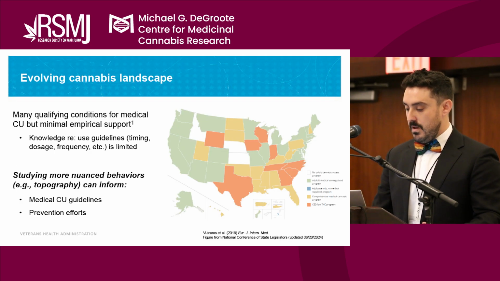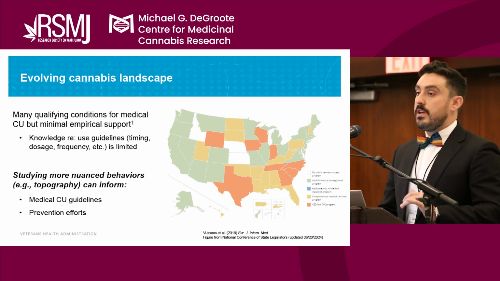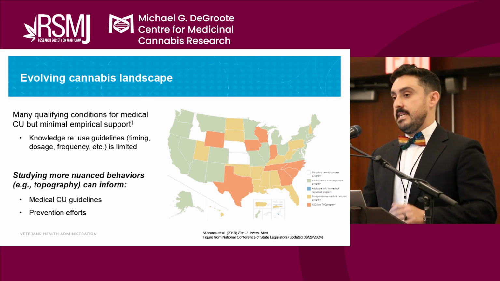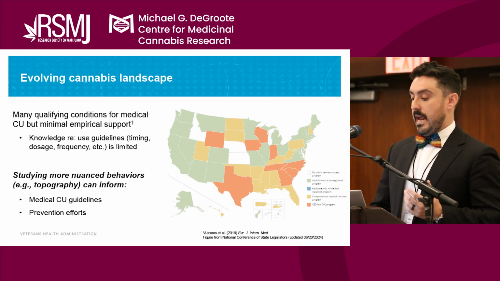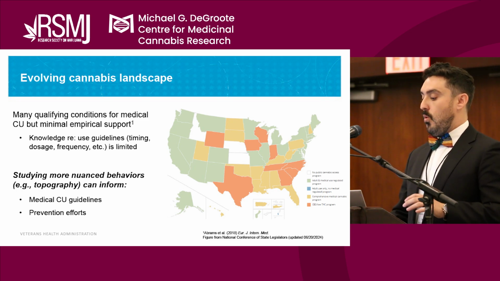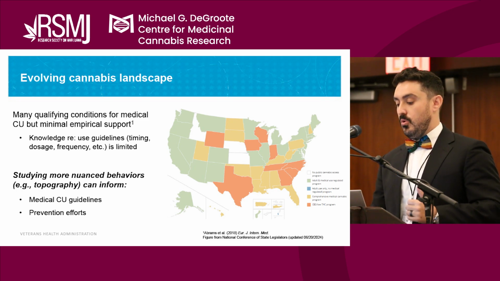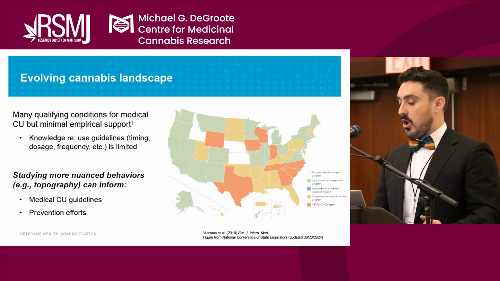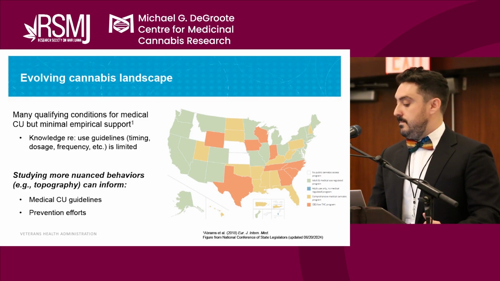But to dive right in, as of 2023, there were only 3 states in the US that did not have any public access, either recreational or medical cannabis program. And their qualifying conditions for medical cannabis are vast, that include but are not limited to things like autism spectrum disorder, PTSD, chronic pain, and epilepsy.